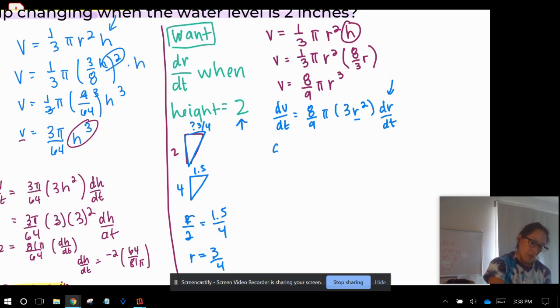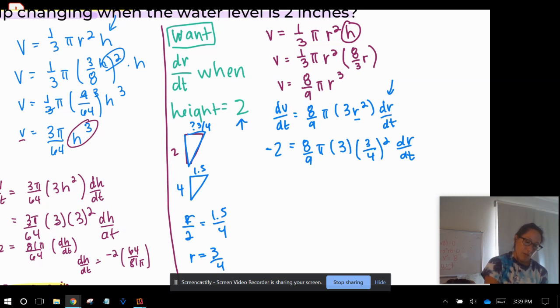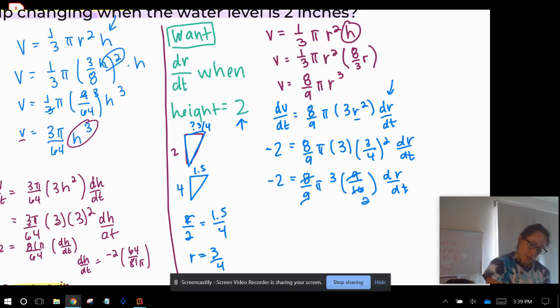So now I can substitute in negative 2 for dV/dt because we're losing water at a rate of negative 2. 8 over 9 pi times 3 over 4 squared dr/dt. Okay, and then we can simplify. I know there's things to simplify, but I'm just going to write this out. 3 times 9 over 16 dr/dt. You see the 9s cancel. Those cancel. I get negative 2 is equal to 3 pi over 2 times dr/dt.